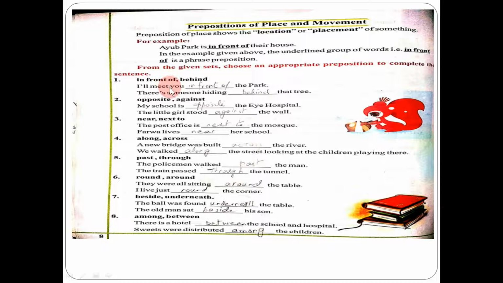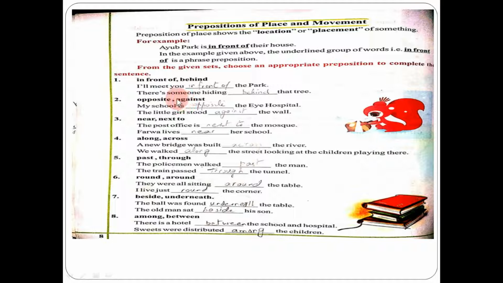Now look, there are two sentences given, and you have to choose the appropriate option and put it in the right place. First, I will meet you, blank, the path, and in the second, there is someone hiding, blank, that tree. In the first sentence, I will meet you, blank, the path, you are going to add in front of. And in the second, there is someone hiding behind that tree. You are going to add behind.